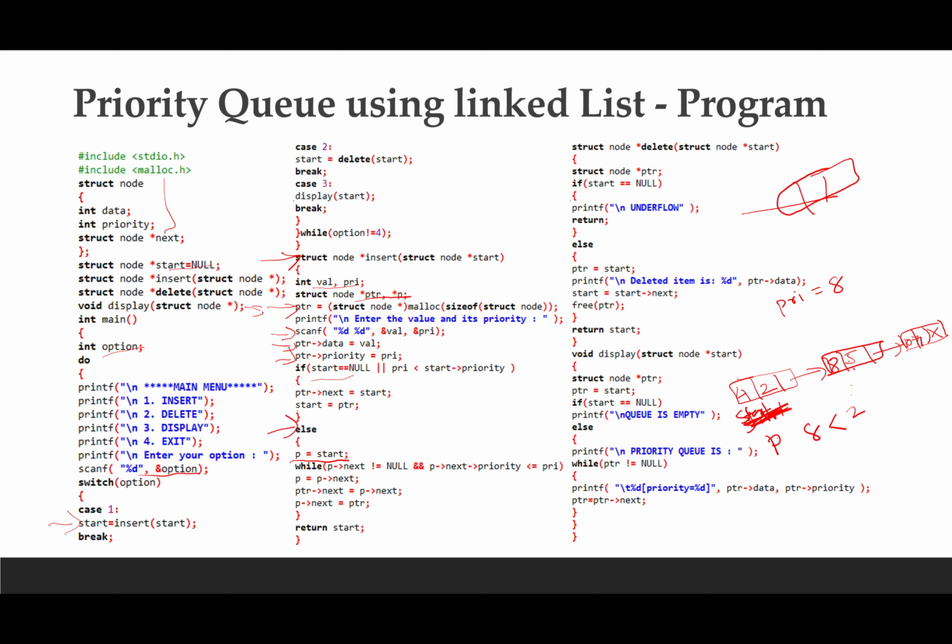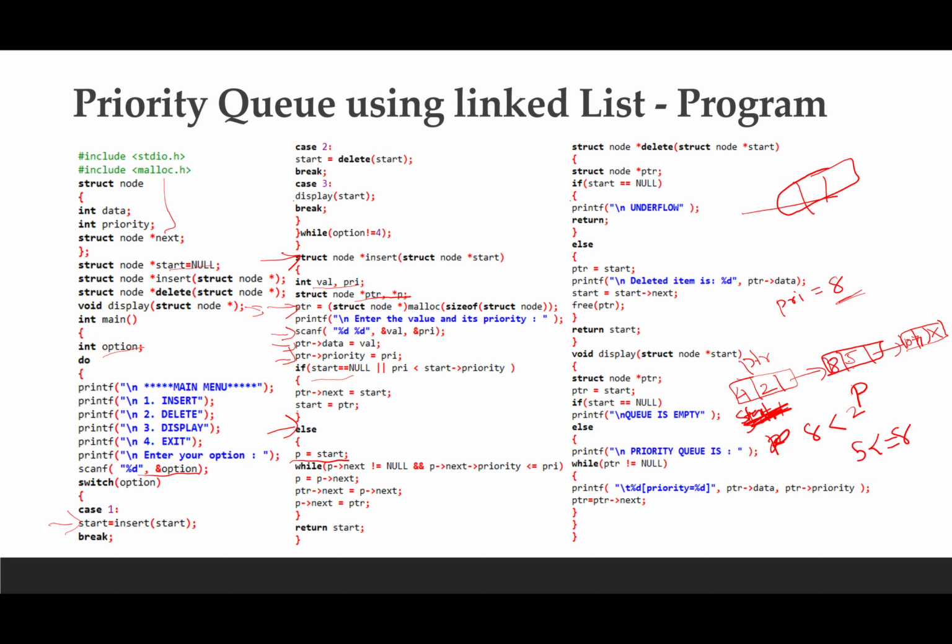And p next priority, what is the priority? It is 5. I am checking the condition: 5 is less than or equal to, what is the PRI value? It is 8. So this condition is also true. If it is true, it will do p is equal to p next. So the next node becomes p. Then ptr next. What is a ptr node? The start node is a ptr node.